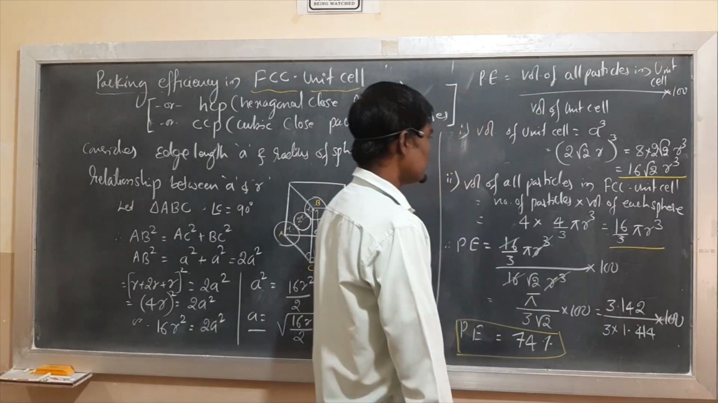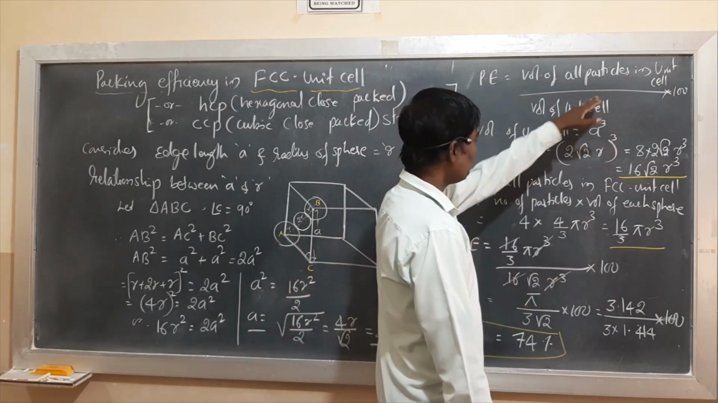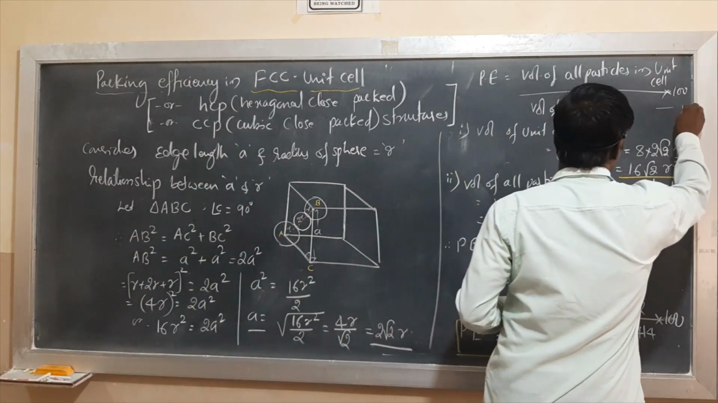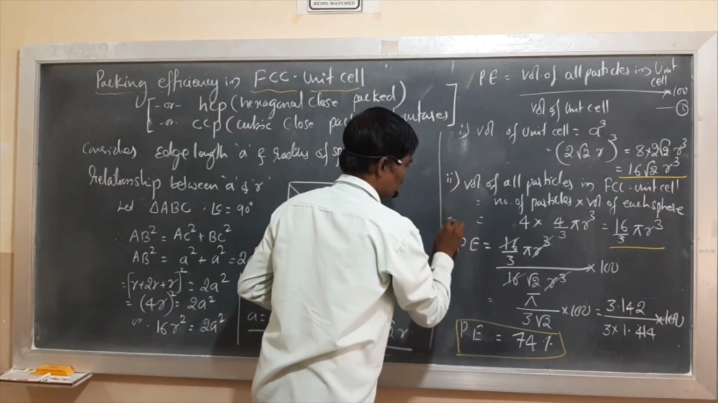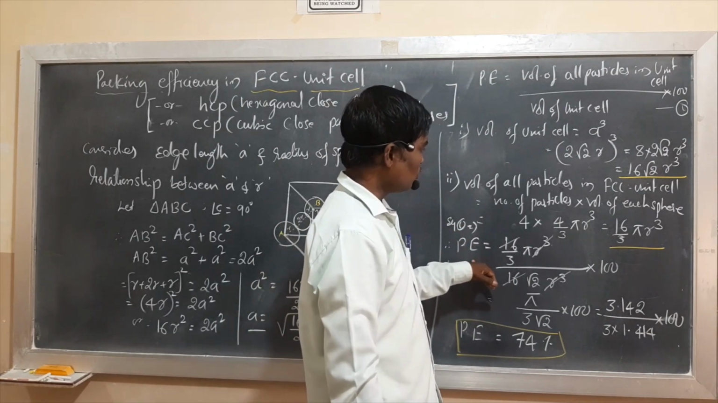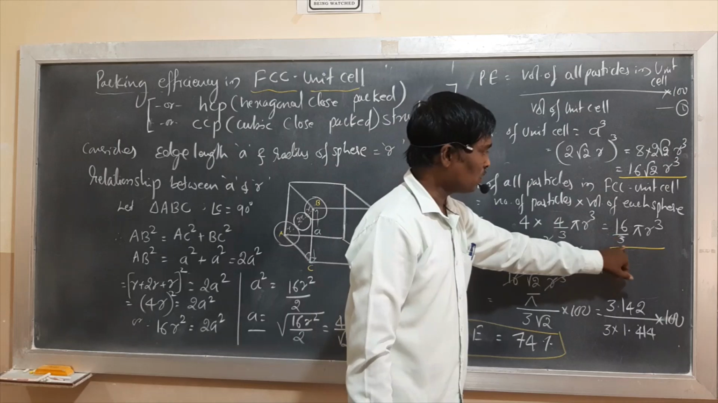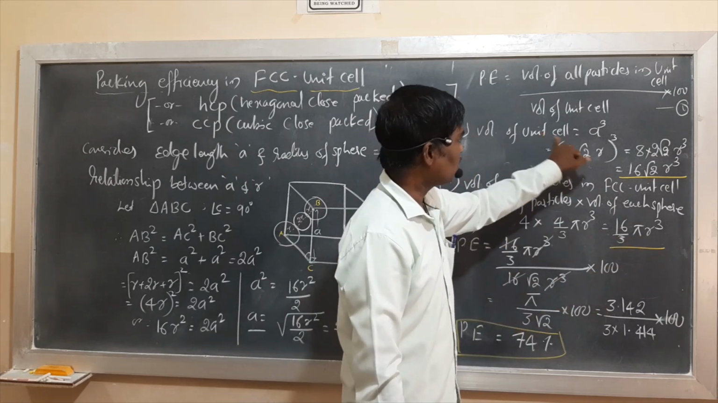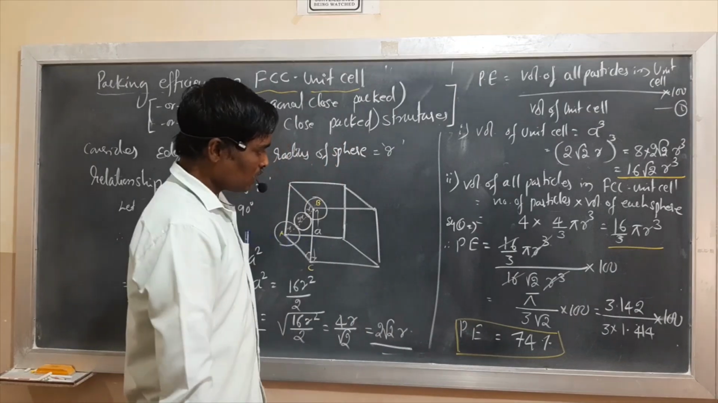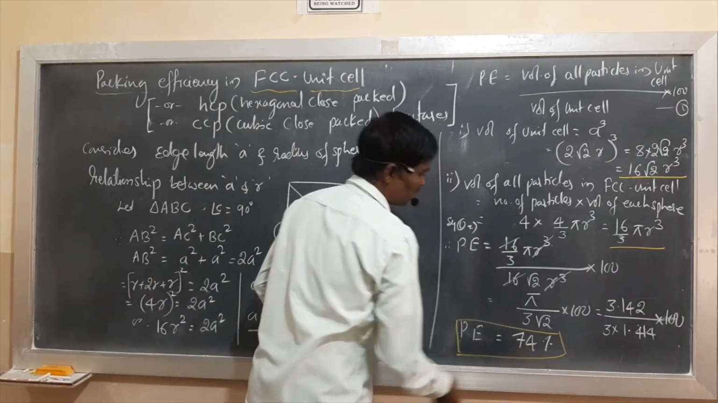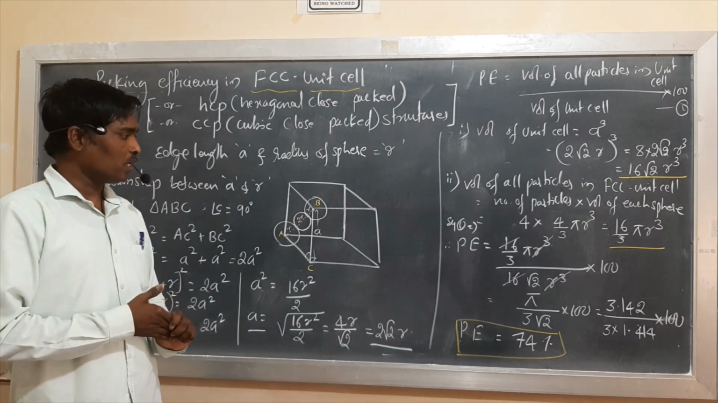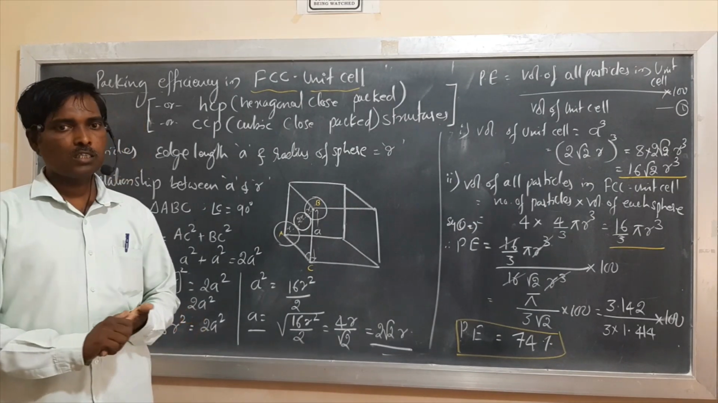Now substitute these two values in the above equation. You can define this as equation 1, and here you may write equation 1 implies PE is equal to, in numerator 16 by 3 pi r cube, in denominator 16 root 2 r cube. After simplifying this, finally we get the packing efficiency equal to 74%. This is the total space occupied by the particles in FCC.